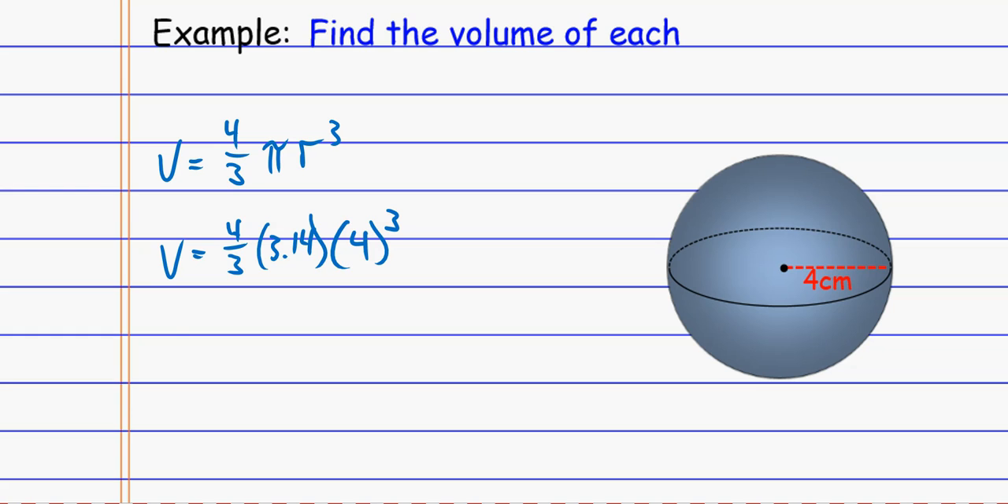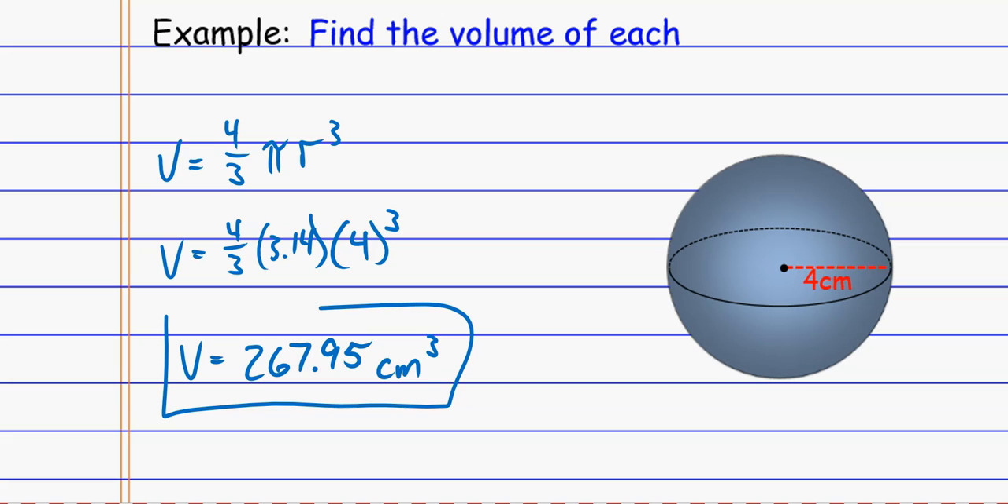Okay, and that gives me approximately 267.95 when I round it off. Okay, and once again, if you use the pi button, you'll get something slightly different, but there's my units, centimeters cubed. Okay, and that comes from cubing the radius. All right, so make sure you do the 4/3 pi r cubed.